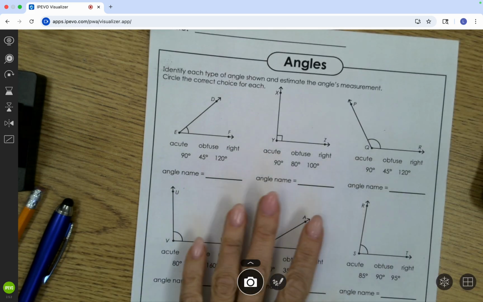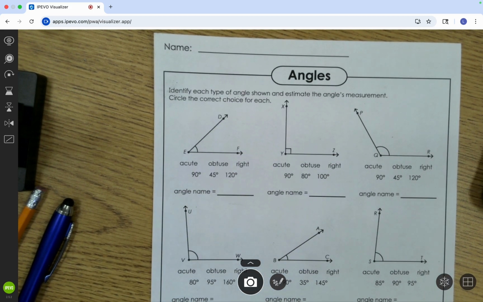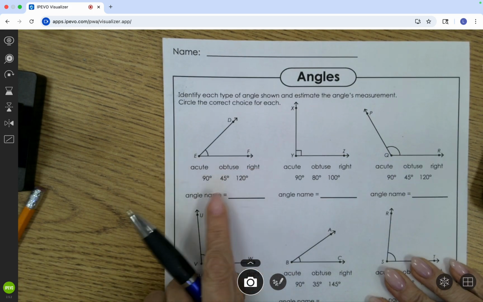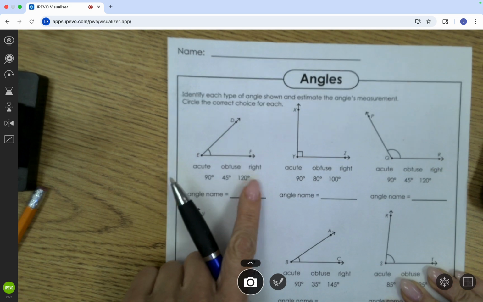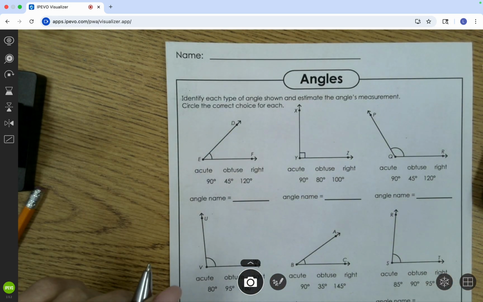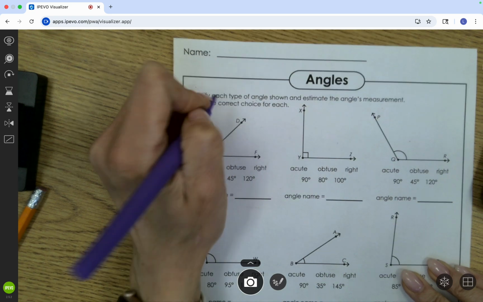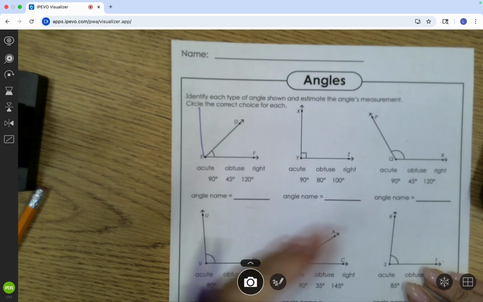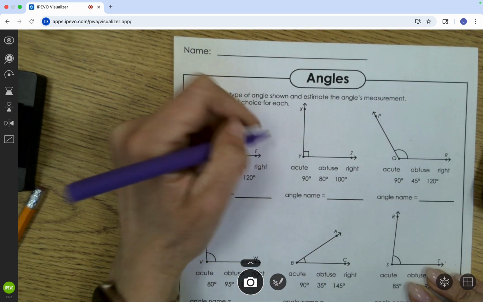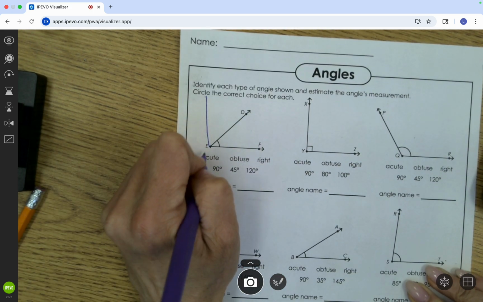Alrighty, so here we go. Numero uno. Pen. Okay. So we're going to label the angle, write the angle name, and estimate the angle's measurement. And we're going to circle the correct choice. So I'm going to actually write in. You don't have to do this. I just want to show you. So this is a right angle. We know that. So a right angle, I already gave you the answer, but if this is 90 degrees, this is a right angle. This must be acute. Oh, look how acute it is. It's small. It's smaller than a 90-degree angle.